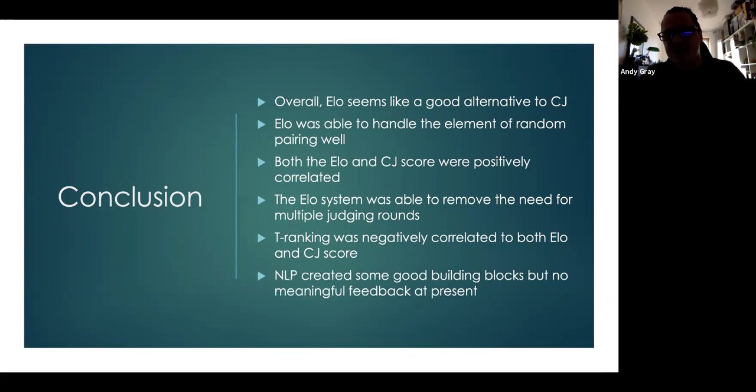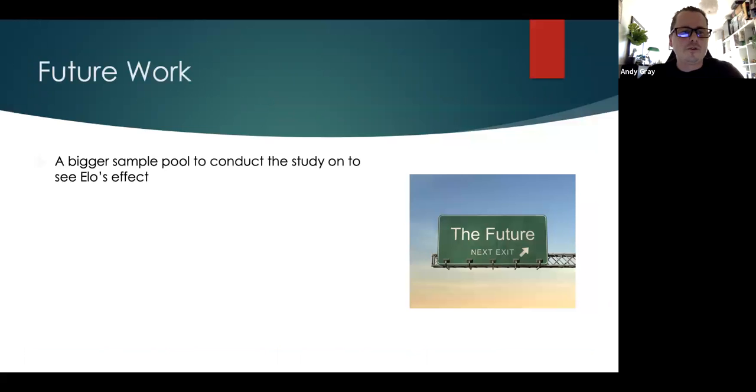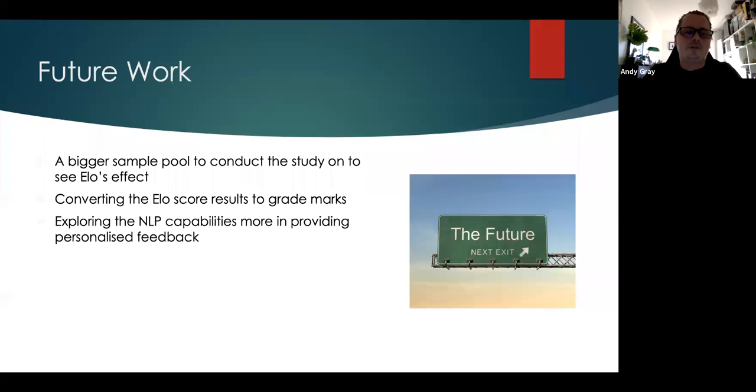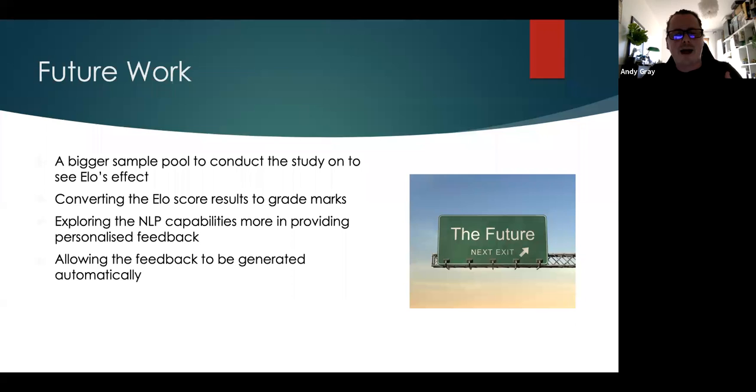And then the NLP created some good building blocks, but no meaningful feedback at present. So future work would be a bigger sample pool to conduct the study on to see the ELO's effects. Ideally, converting the ELO score results to a grade mark. For example, if somebody has an ELO score of 1,700, that could convert to a GCSE grade of an A, or 1,500 being a B, and so on. And ultimately, exploring the NLP capabilities more in providing personalized feedback and allowing the feedback to be generated automatically.